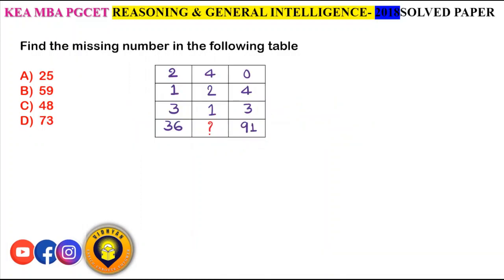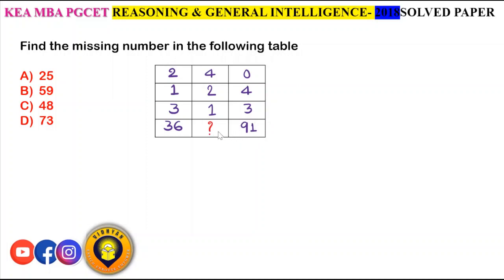Find the missing number in the following table: 21336, 421 question mark, 04391. Now, if you observe it in the vertical way, that is column wise, in 21336, just see by which way you got 36 here. By using these three numbers, in some way you might have got 36. Similarly here, 043, by using these three numbers you got 91.